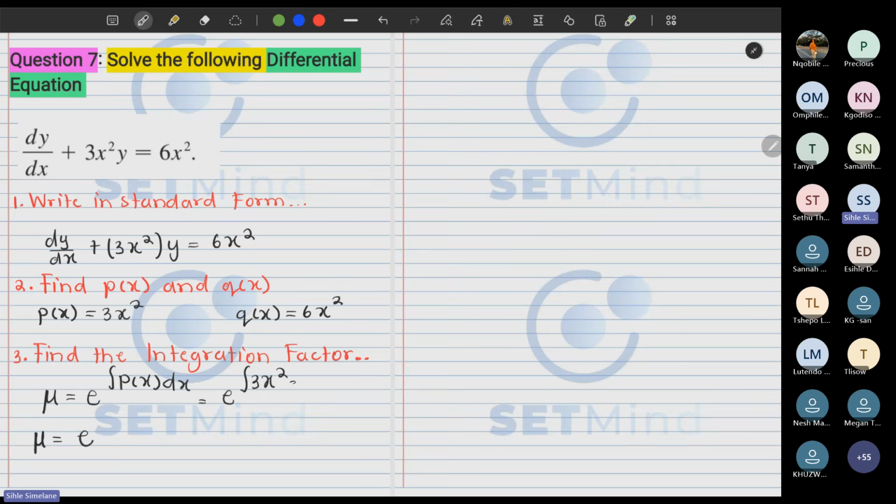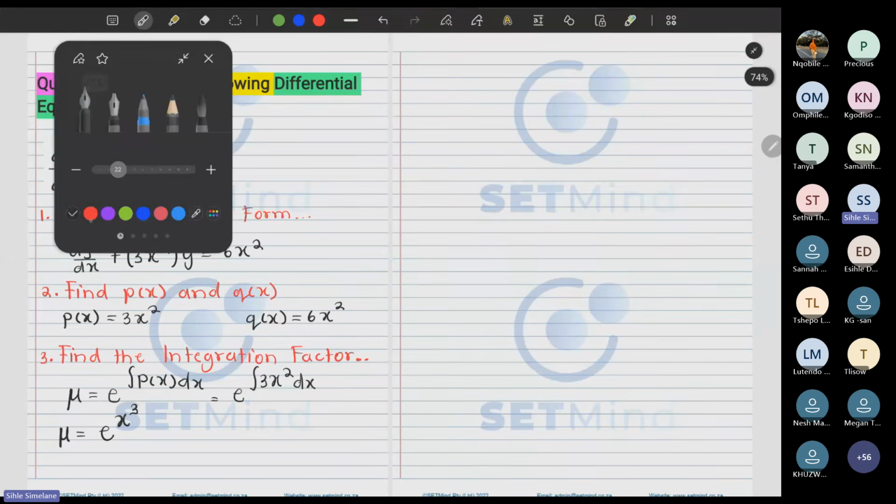Well, I need to put dx here. What is the power, guys? X cubed. X cubed. And just again, there is no need for you to write the plus c. It's just going to stay there and complicate your life if you easily get confused. So just leave it out. Then let's go for the last step.